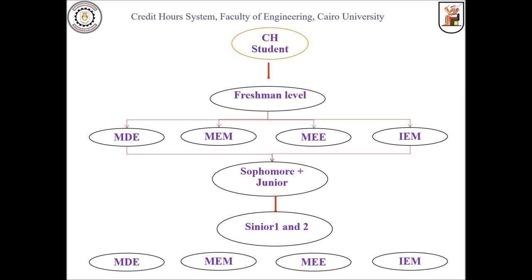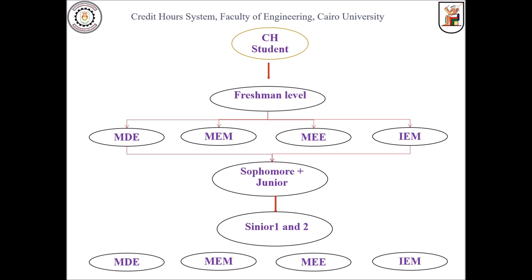Now go to our credit hour system. A credit hour student, after finishing the freshman level, needs to specialize in one of the 4 tracks: mechanical design track, or materials and manufacturing track, or mechatronics track, or industrial track. Students who need to specialize in these 4 tracks study in sophomore and junior levels the same courses, which are the basic courses common to the 4 tracks.